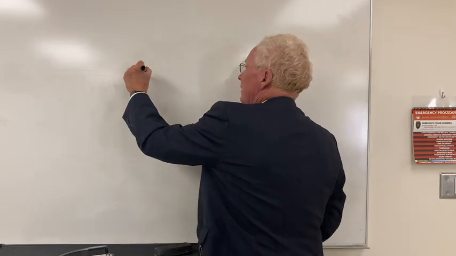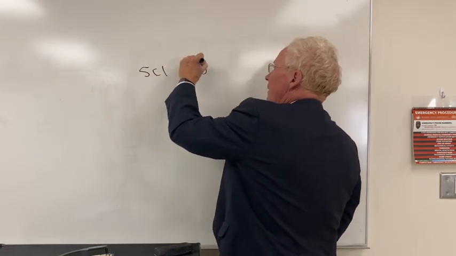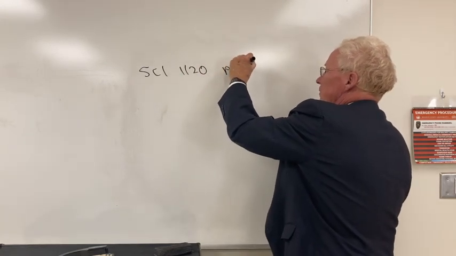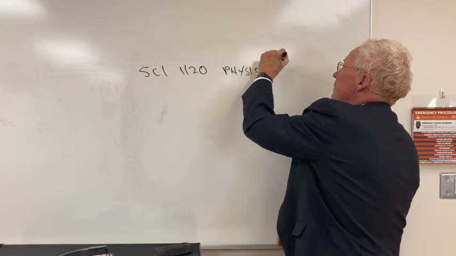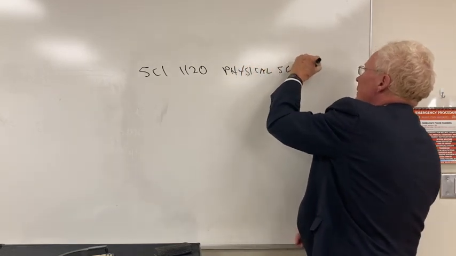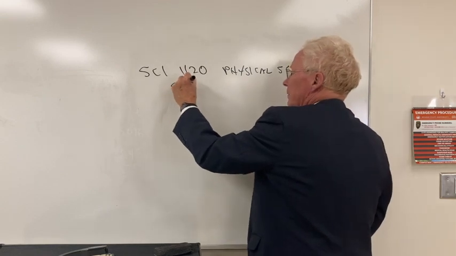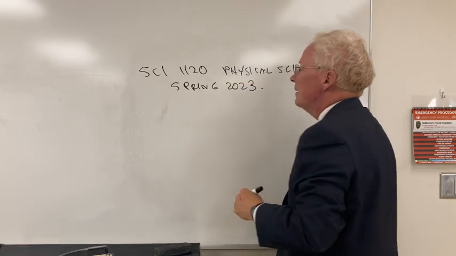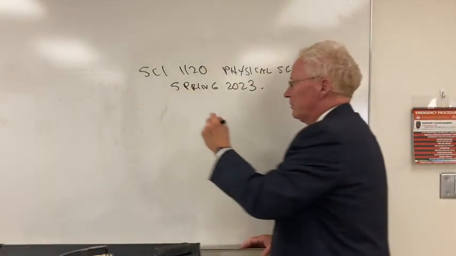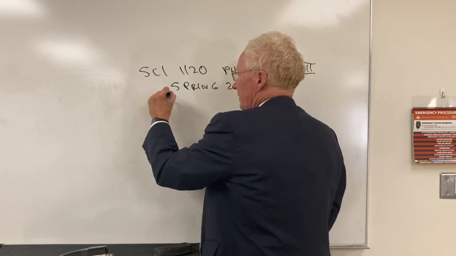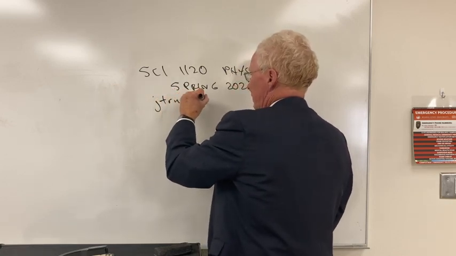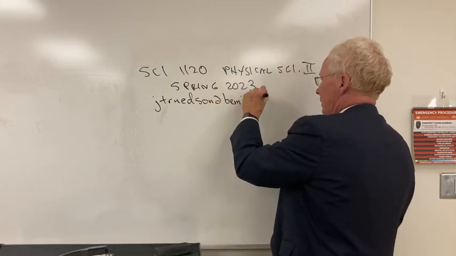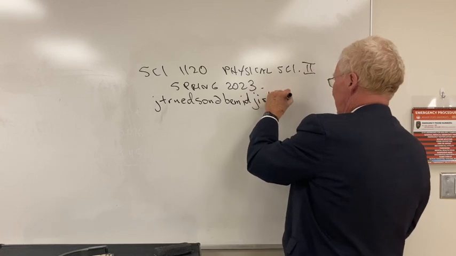This is science, 11:20. Physical science one, physical science two. Spring 2023. I am Dr. John Trudson. My email is jtrudson@bemidjistate.edu.